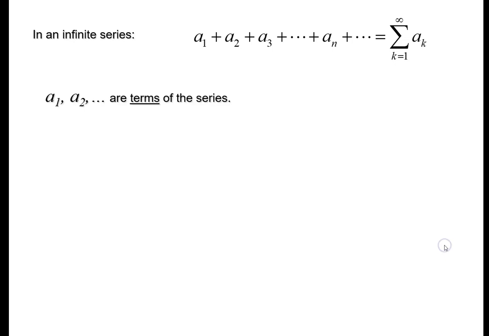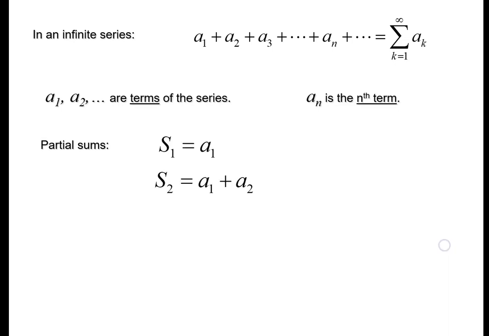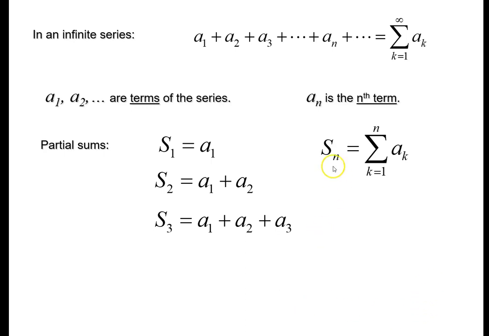In an infinite series, and now I'm using the same notation, a sub 1, a sub 2, etc. are the terms of the series. A sub n we would also call the nth term of the series. And then, like I said, those partial sums we just looked at would use that notation with a capital S. And S sub n, again, would be the nth partial sum.